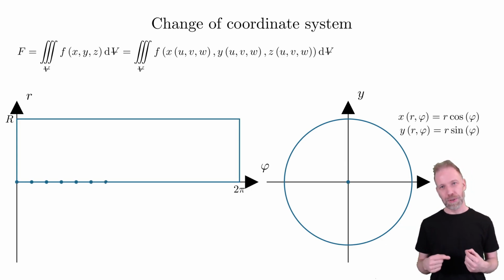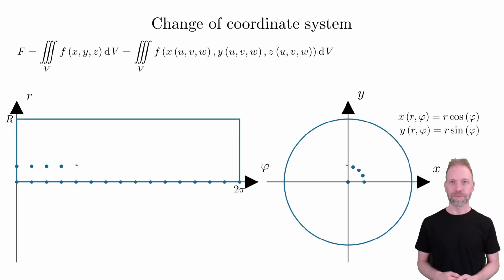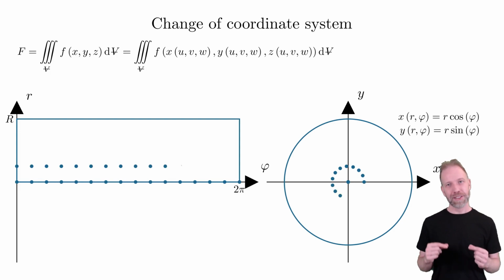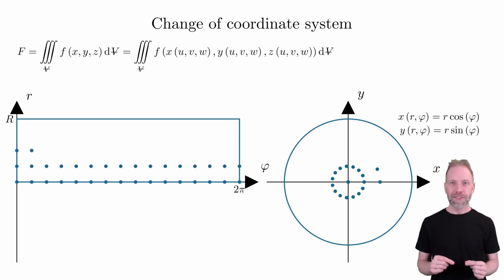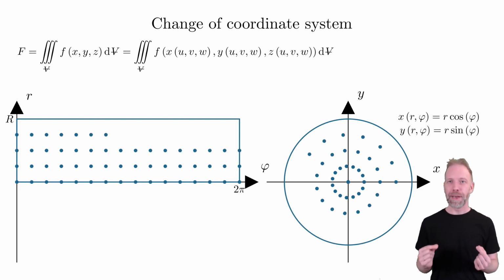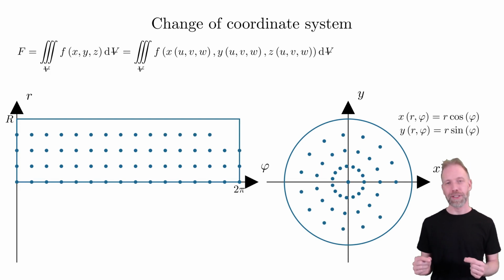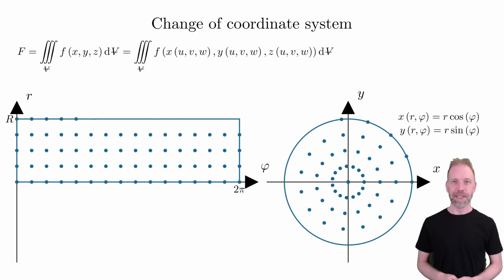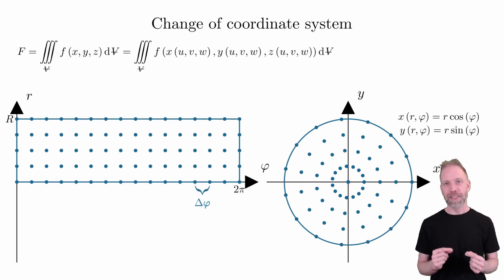Next step is to introduce our point sequence from the Riemann sum, which will form a grid in 2D. As we want to integrate using r and phi, we distribute the points evenly there. Each point in the r-phi domain will now have a corresponding point in the xy domain, as you see in the animation. Call the step between the points in the phi direction delta phi and the step in the radial direction delta r.